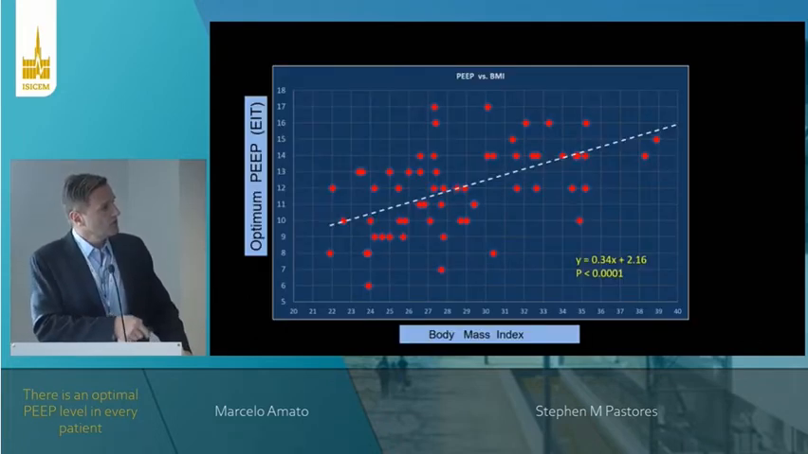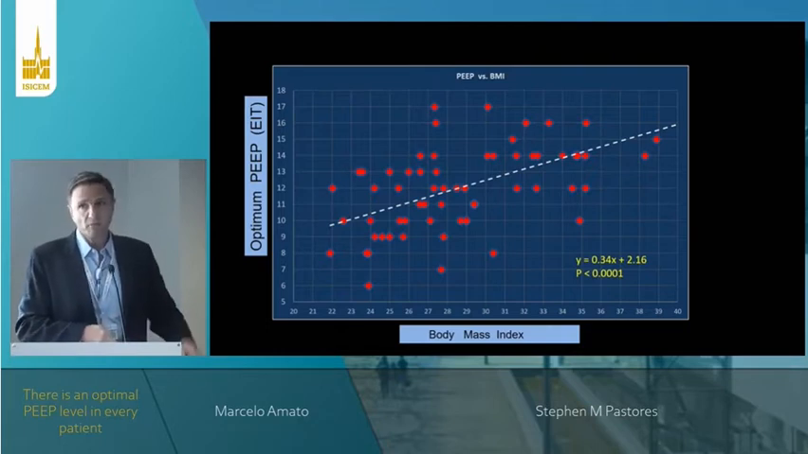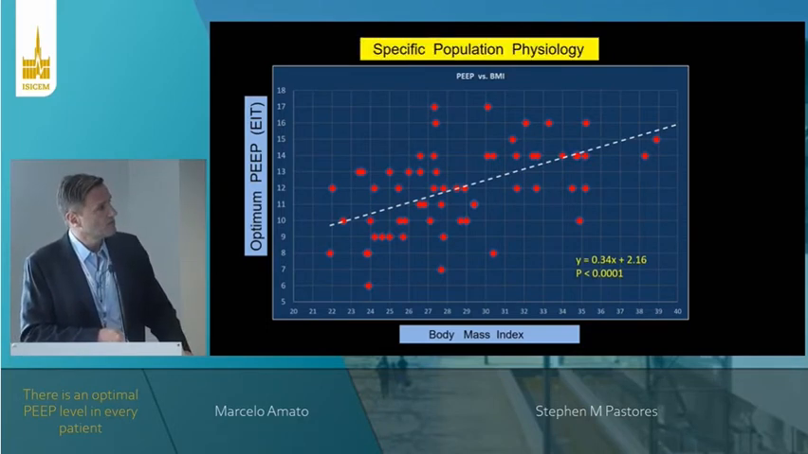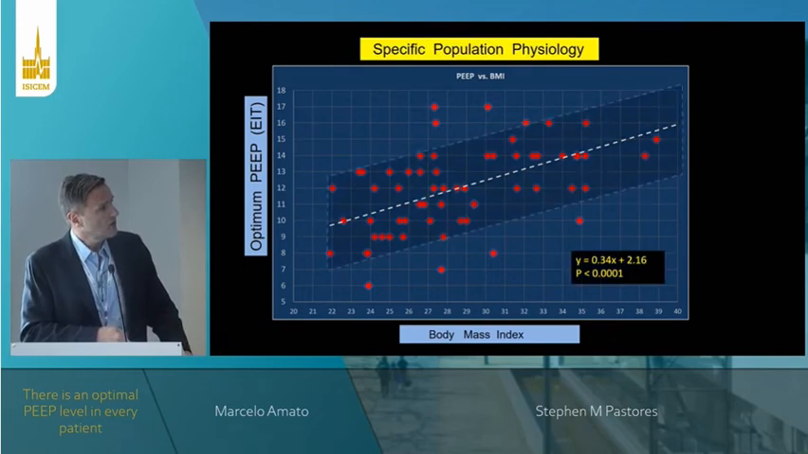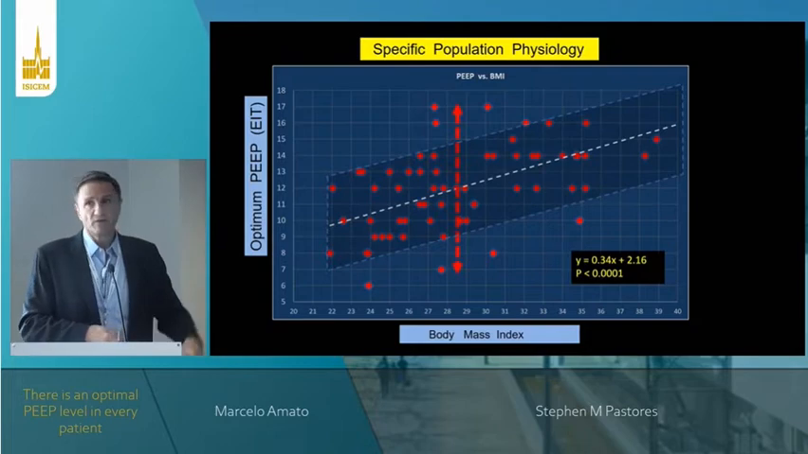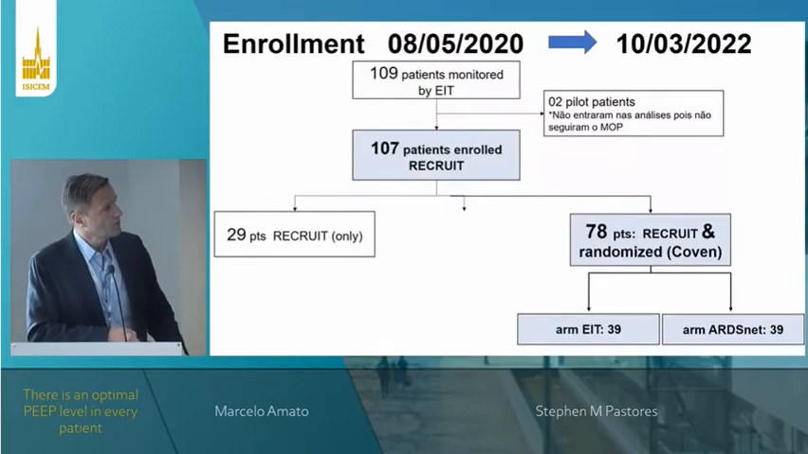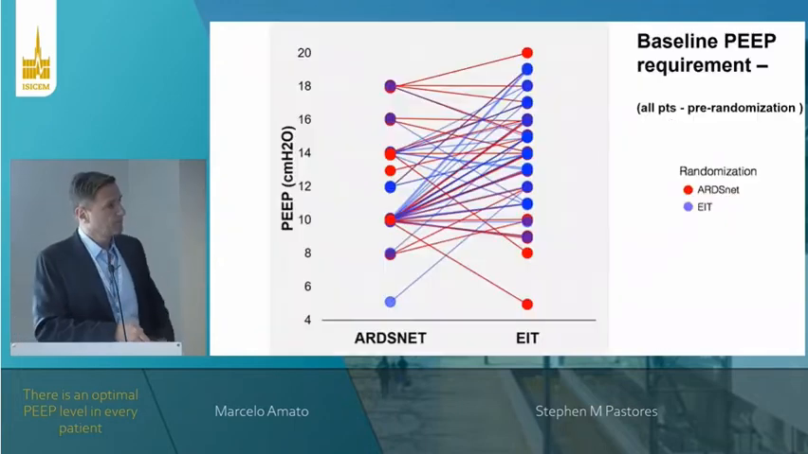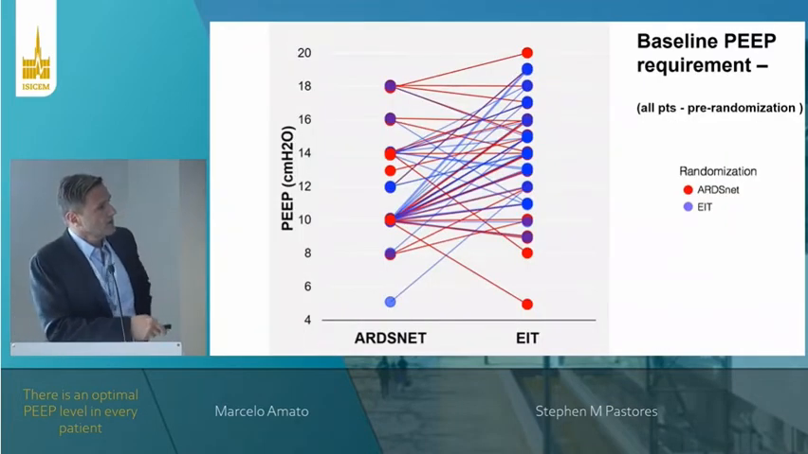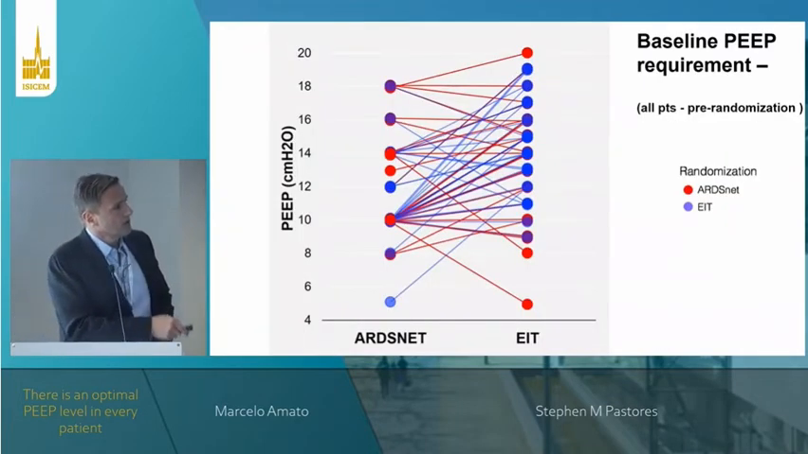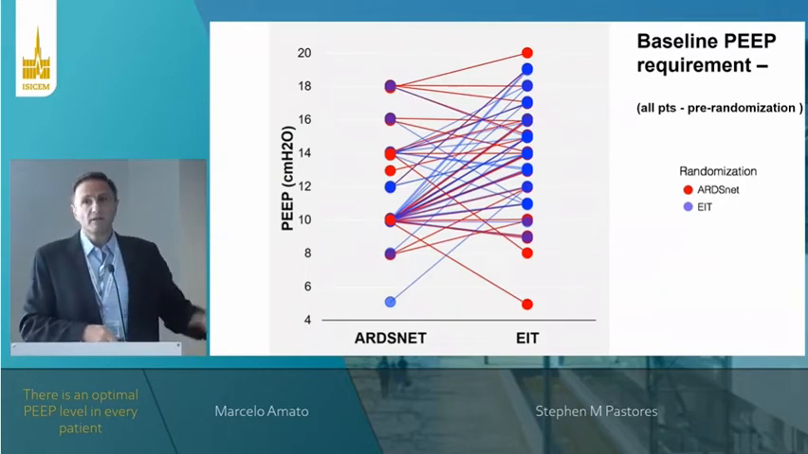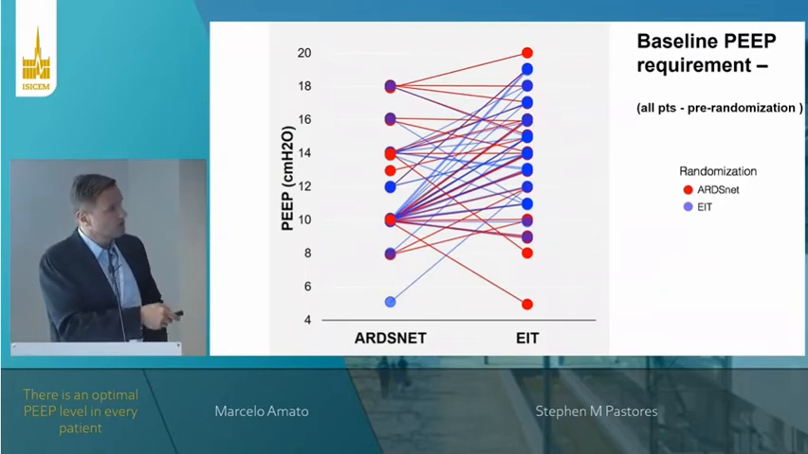How much PEEP you need varies a lot among patients, but we can track it if we are using electrical impedance tomography. You see the spreading, even for normal lungs, is very big. So if you don't have a monitor at the bedside, you cannot do it. But what happens if you apply it? First is that this PEEP requirement is not necessarily high. It's just different from the conventional approach.